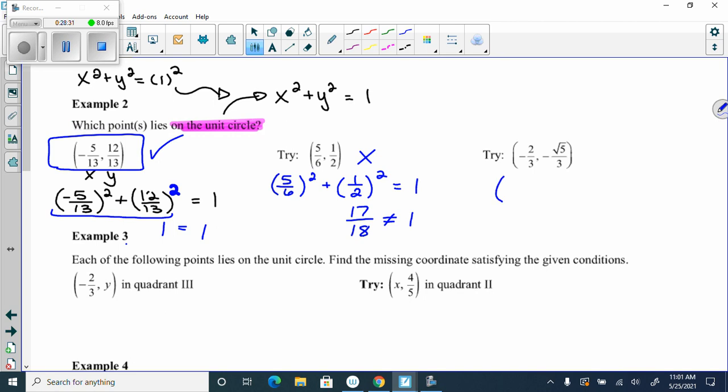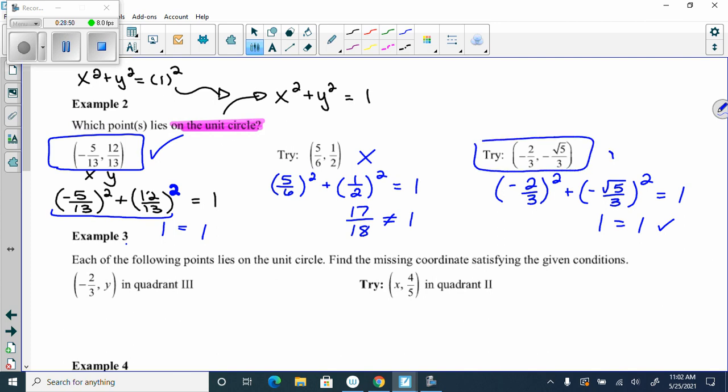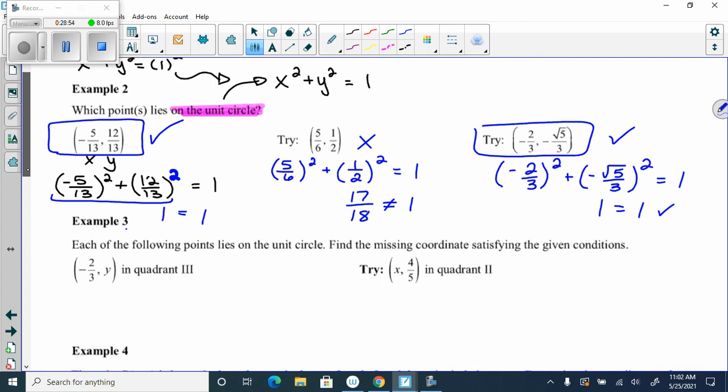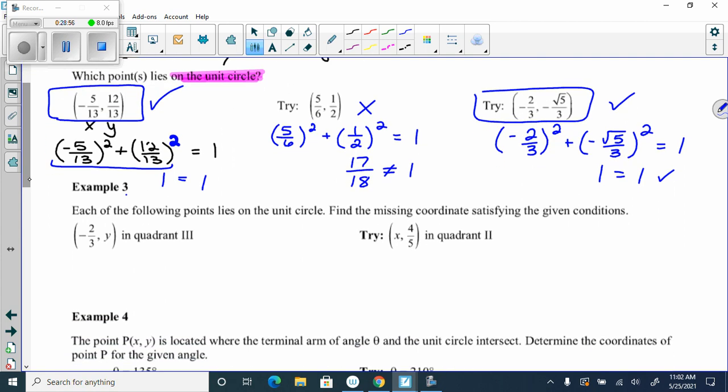Then for this one we do (-2/3) squared plus (-√5/3) squared equals 1. And this is going to get you 4 over 9 plus 5 over 9, which is 9 over 9, which is 1. Matches? So that's if I just ask you, is a point on the unit circle? When I ask that, you do that.